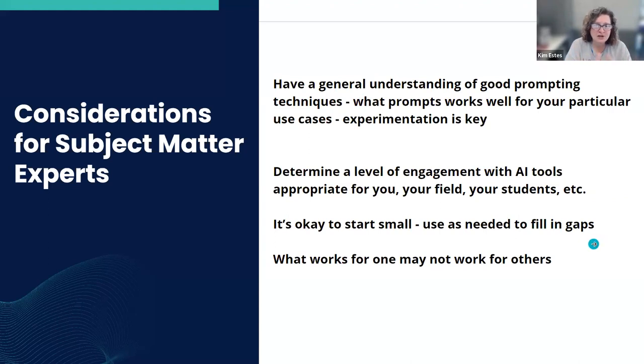There has to be a learning curve here. And what works for one of you may not work for somebody else. On our own team, we all use AI in different ways. We don't use it the same way. We don't talk to it the same way. And so our prompts get different responses. So it's okay to find that niche for you, that what works for you as a subject matter expert in your class. But it is something that you do need to address.